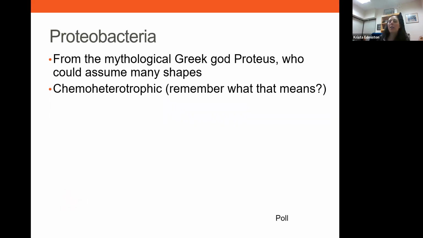Oops, let's go back. These guys are what we call chemoheterotrophic bacteria. And with that, we come to our next poll question. Okay, so what does it mean to be a chemoheterotroph? Do you remember this? They use organic chemicals as both energy and carbon sources. Or they use organic chemicals as an energy source and carbon dioxide as a carbon source. What do you think?